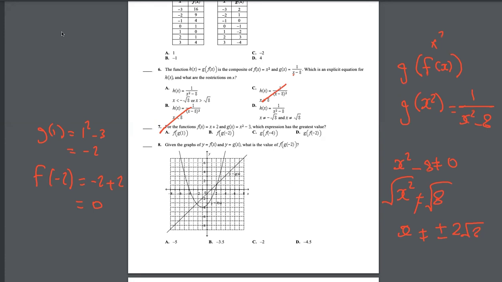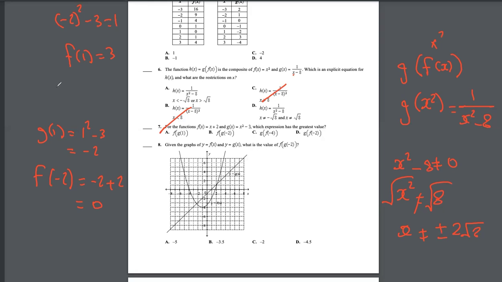And if we do g of negative 2, that means you put in negative 2 for the x in g of x. So that's negative 2 squared. Make sure you put that in brackets. And that's going to be 4 minus 3, which is 1. So that becomes f of 1, and f of 1, you put in 1 in here, so that gives me 3. So that's B.